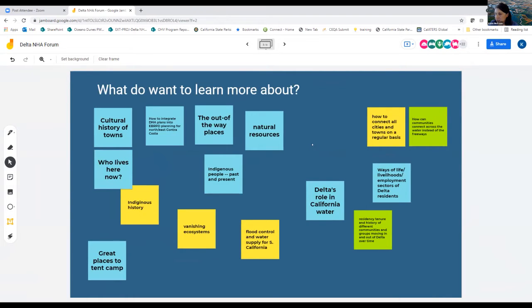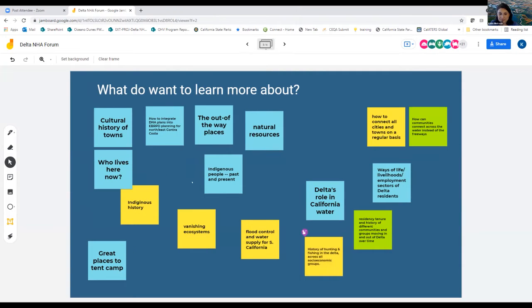How communities connect across water instead of the freeways. How to connect all the cities and towns on a regular basis. Residency tenure and history of different communities and groups moving in and out of the Delta over time. Definitely. Flood control and water supply for Southern California. Indigenous history. Great places to tent camp.